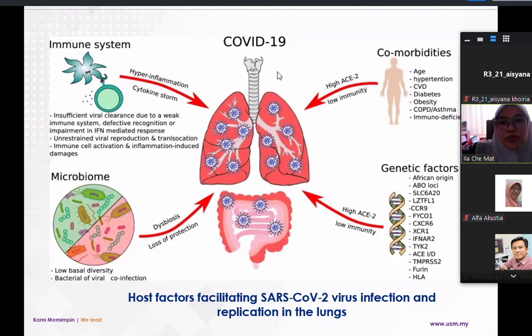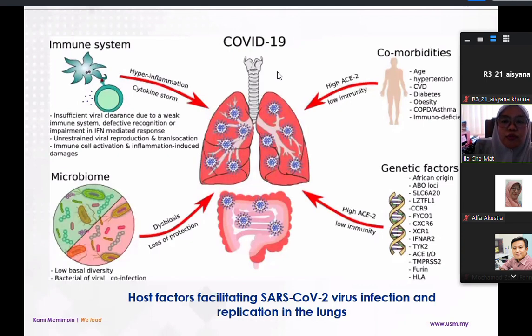So this is an example of how the host factor plays a role during COVID-19. Of course, during COVID-19, most people died not because of the virus directly, but because of the activation of the immune system. They say that the cytokine storm that happened during the COVID-19 infection caused the disability of important organs in humans. So that's why there are a large number of death cases for COVID-19.